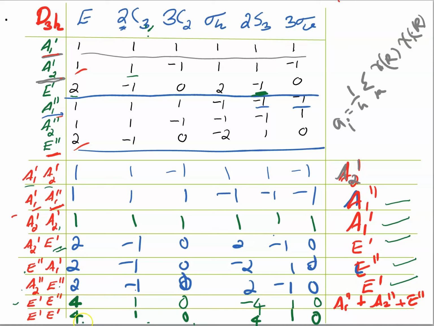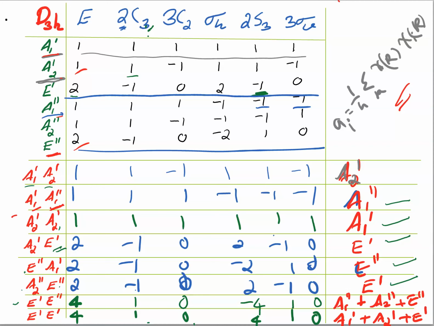Here the character of E is 4. There is no irreducible representation with character 4, so it is a reducible representation. By the reduction formula, on reduction using this formula, we get this equal to A1 dash plus A2 dash plus E dash.